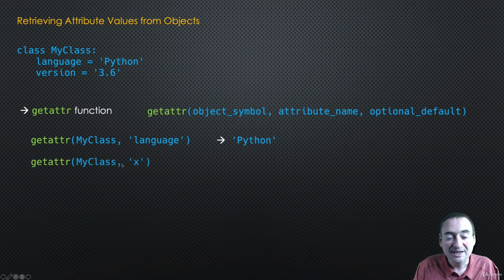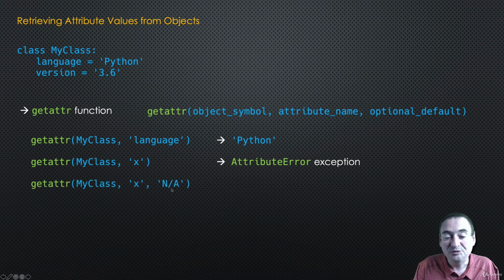Now, if I try and get the attribute that doesn't exist in the object, so in this case, myClass doesn't have an attribute called x. If I try and get that attribute, I will get an exception. Python will raise this AttributeError exception. And this is where the default value comes in. If I want to get a default value if that attribute doesn't exist, I can do that by specifying this optional default value. And so in this case, Python will return the string NA because that's what I specified as the default.